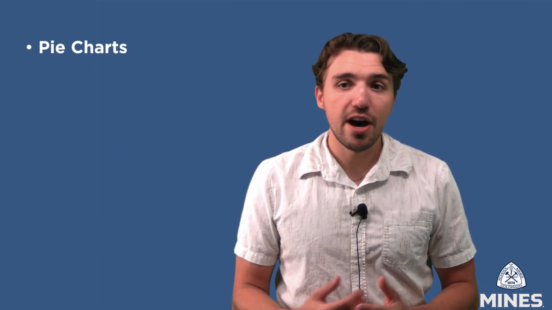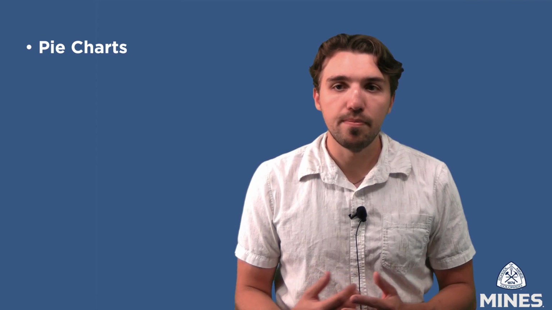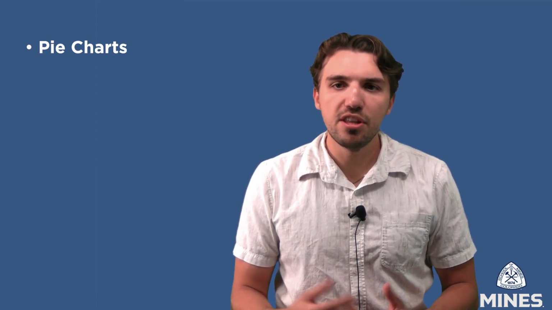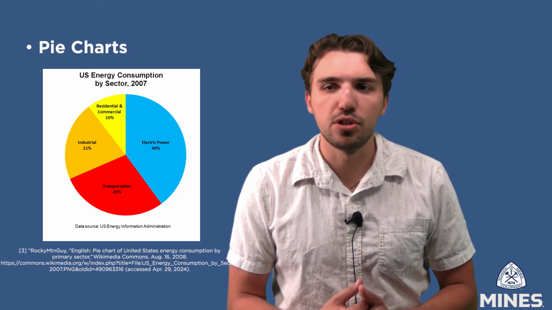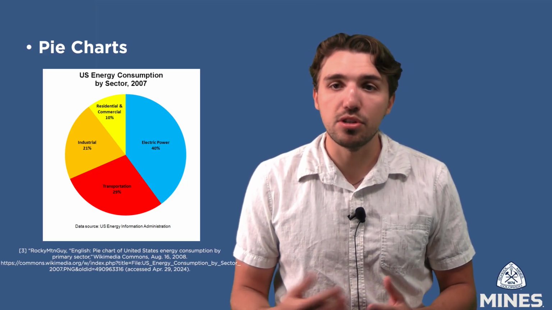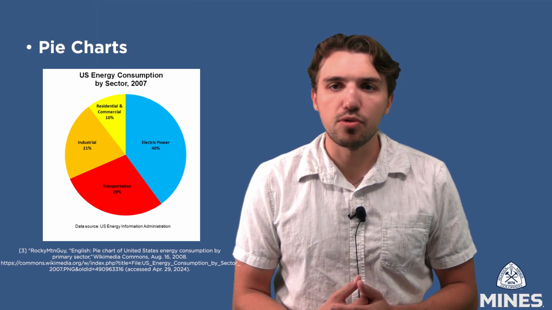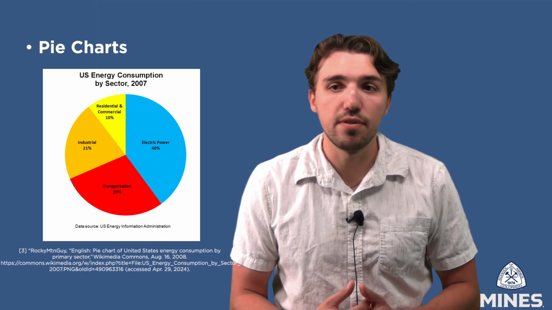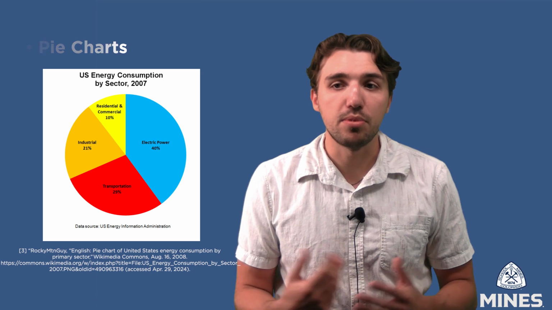Pie charts are very valuable figures for illustrating parts of a whole. In pie charts, the data is summed or normalized to 100%. For example, this figure presents the total energy consumption in the United States by different sectors in 2007. Here, each sector is represented by a slice of a pie. Each slice is sized according to the proportion of the total pie that the category represents.